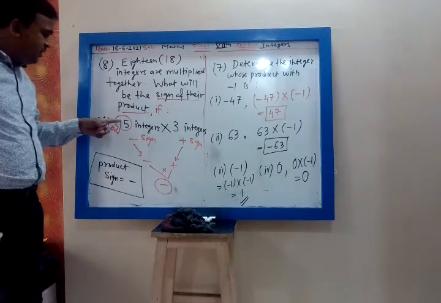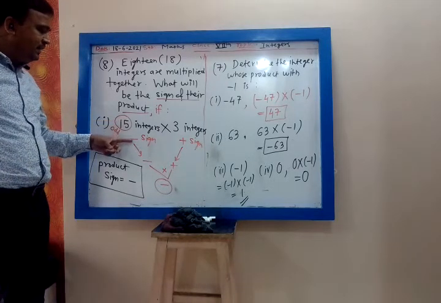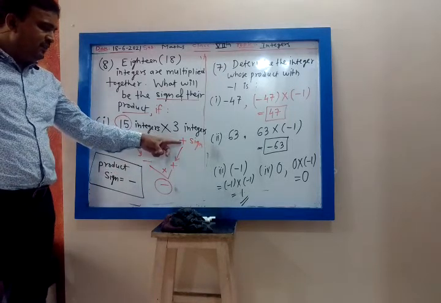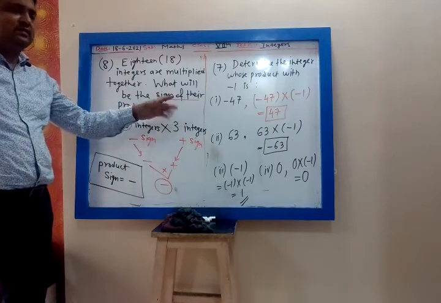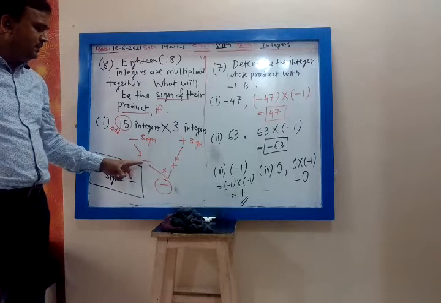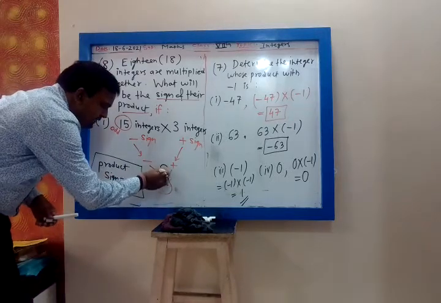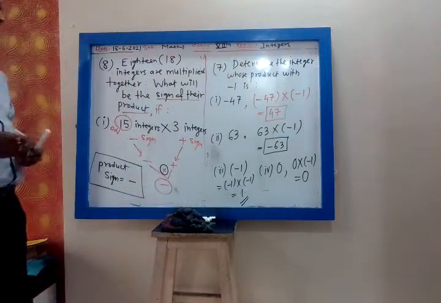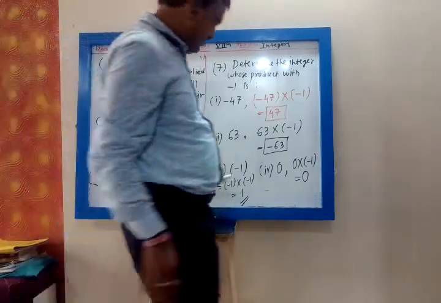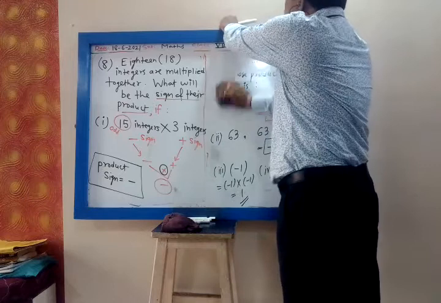Because 15 is an odd number. So when you multiply the minus sign an odd number of times, you will get the minus sign. And the others are all plus, so the final sign will be plus for them. Then multiplication of minus and plus will be minus. So the final sign is minus, because 15 is odd.